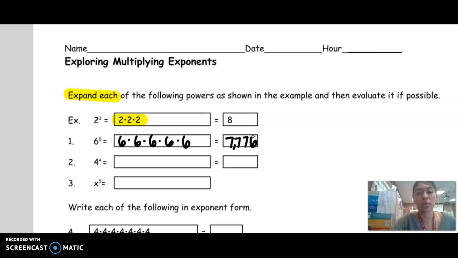Okay, let's do number 3 next. So number 3 is different because it's not a number, it's a variable. That variable is going to be x. So we're going to do the same thing. We're going to multiply x with itself 5 times. So we're going to write out x times x times x times x times x. And then we just leave it like that because we cannot put it into the calculator. It doesn't have a value. It's only a variable.